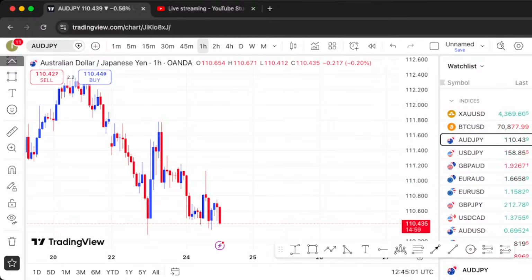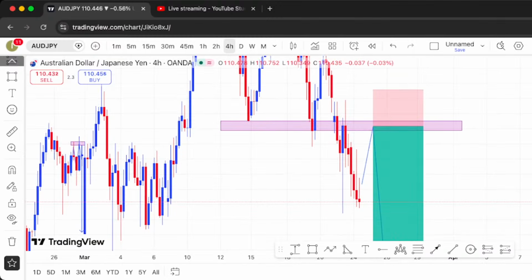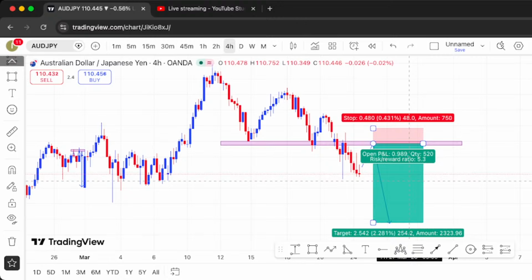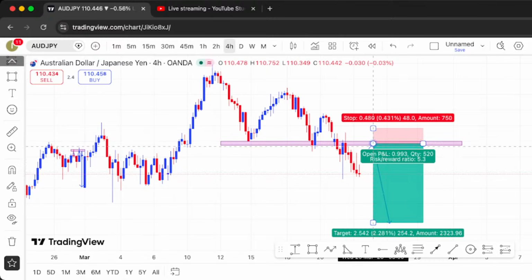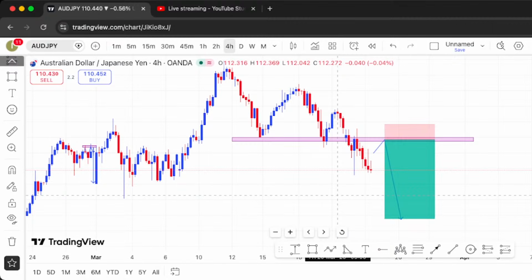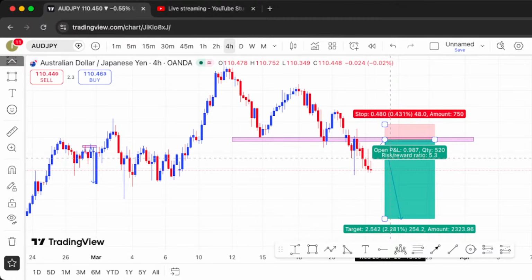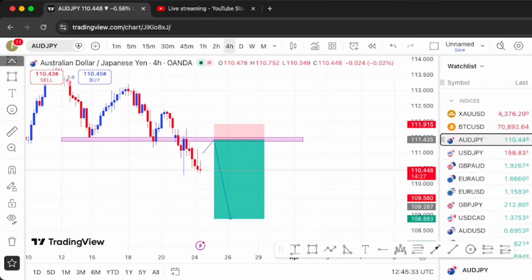AUD JPY. So AUD JPY we did analysis in the morning, but it never respected our zone. So still waiting for this market to pump up to this structure, to this level, so that we can take those sales opportunities on AUD JPY. Waiting for this market to pump up to this level for a sell. Yeah, so it's still cooking, but not yet in our area of interest.